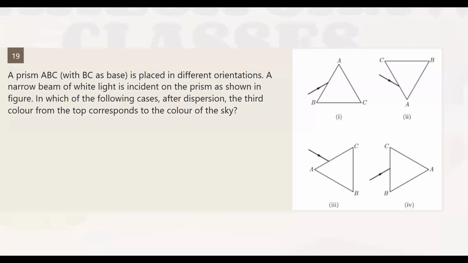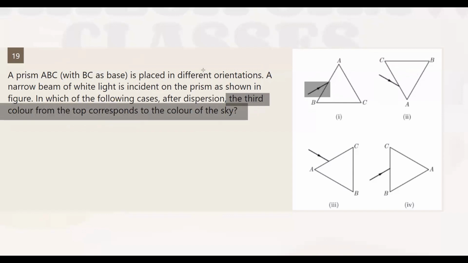The next question from the chapter Human Eye is based on dispersion of light. It says a prism ABC with base BC is placed in different orientations. We can see a narrow beam of white light is incident on the prism. In which of the following cases, after dispersion, does the third color from the top correspond to the color of the sky, that is blue? In that case, this is the normal prism, right?